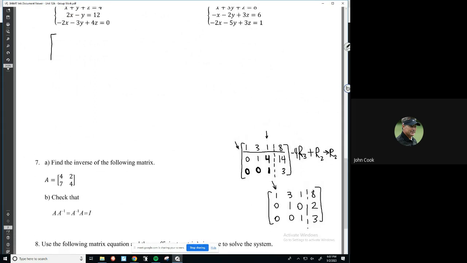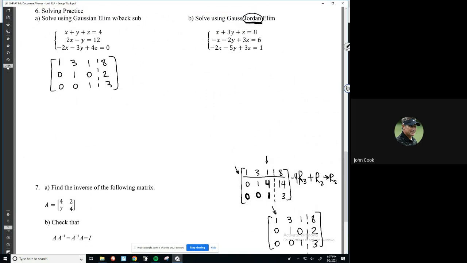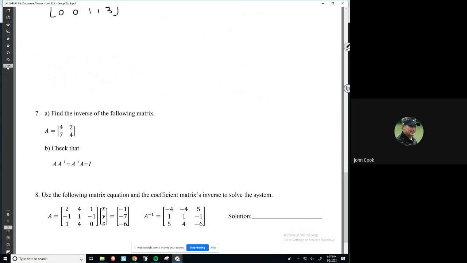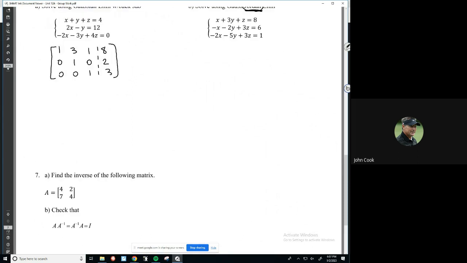So I've got this matrix: 1, 3, 1, 8, and then 0, 1, 0, 2, and then 0, 0, 1, 3. And I'm really close to solving this already. I'm just going to use my last couple of steps up in the corner to get x all by itself.